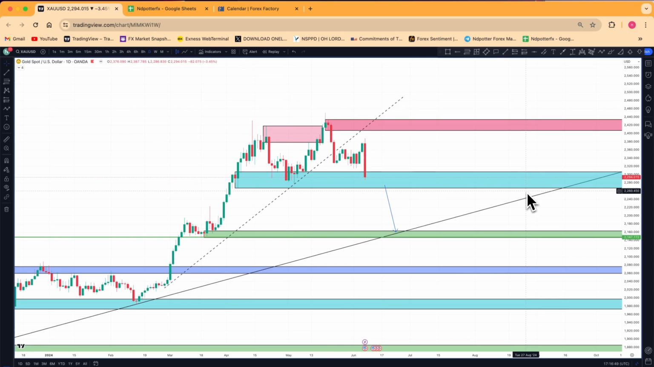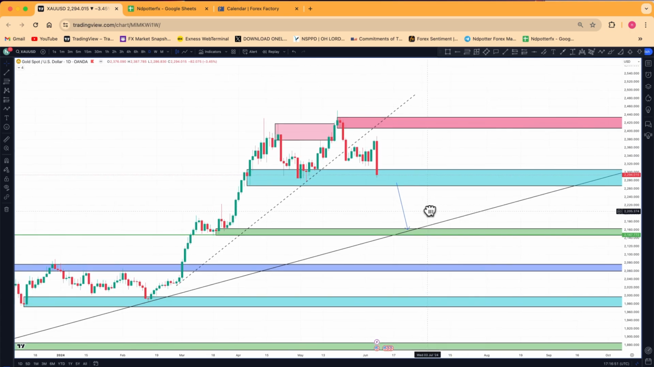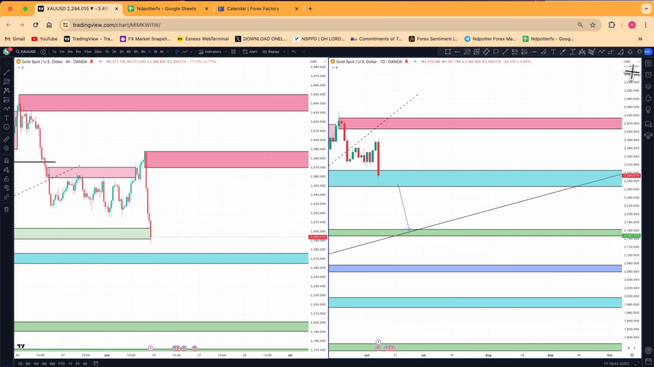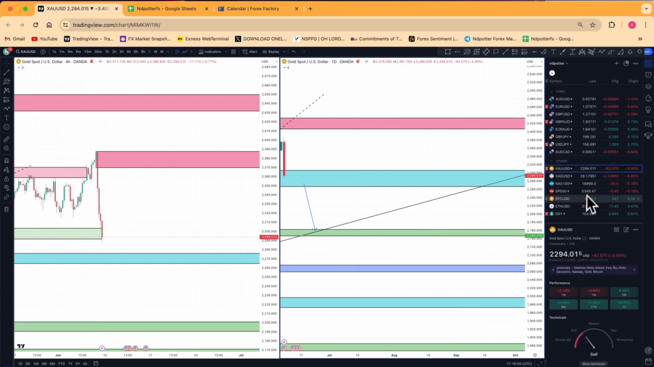This is all for this episode. I don't know if there is any other pair that I should be looking at. Let me check. Is there any other pair here? There's no other pair here that I should be looking at. BTC, I'm not interested in BTC. S&P 500, NAS 100, they are still bullish. There's nothing much going on there. I'm not interested in them.